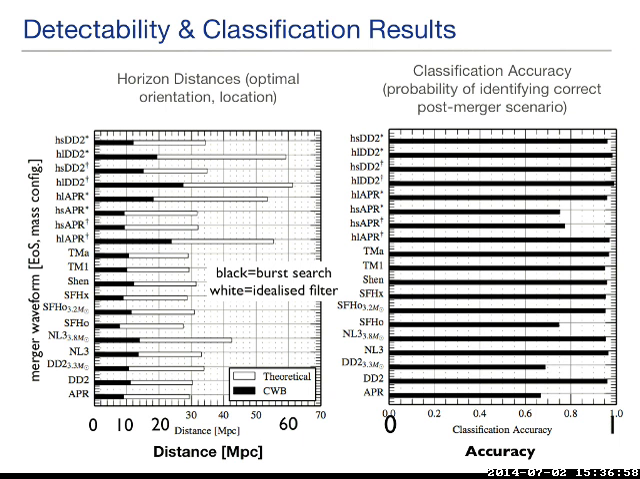Okay. So your basic information criteria thing is between those models. It's between, I don't know if this will show up, but that's our surviving post-merger object. That's our black hole.